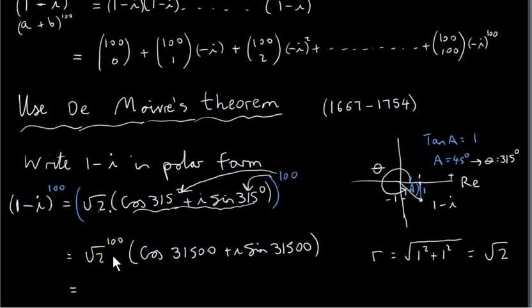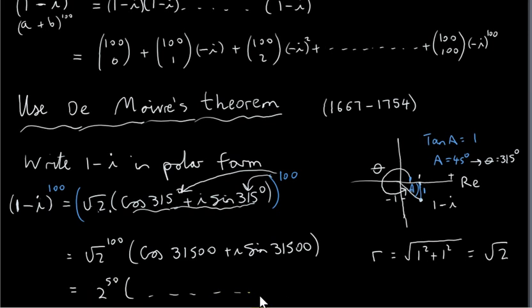So how could we simplify root 2 to the power of 100? Well, root 2 is 2 to the power of a half. And we want to put 2 to the power of a half to the power of 100. Well, 100 times a half is 50. We just multiply the powers. So we get 2 to the power of 50 out here.